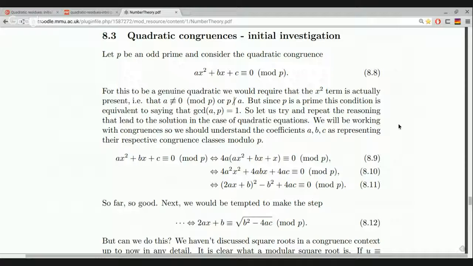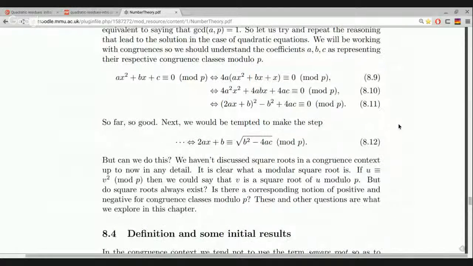And exactly the same reasoning went through until we got to this kind of step where, to replicate the analysis done for the quadratic equation, we have to start talking about square roots in the multiplicative system modulo p. And up to now we haven't broached that subject. But it's clear that these things may exist.